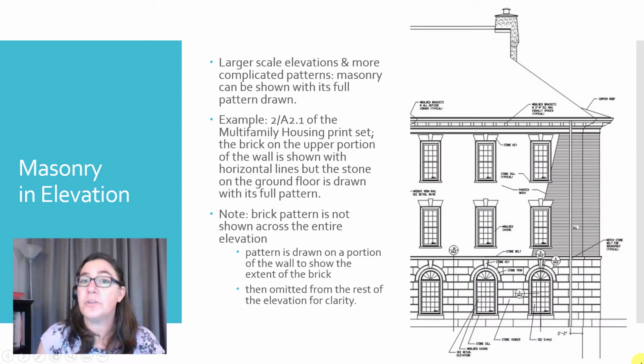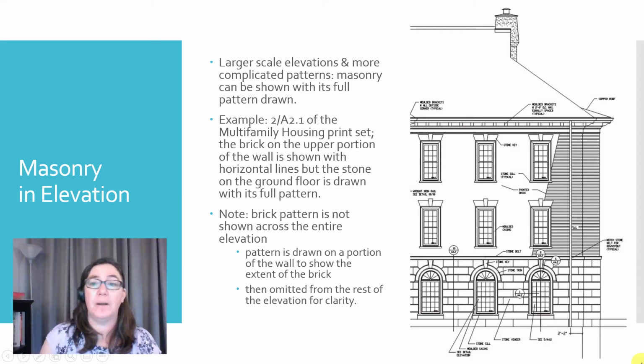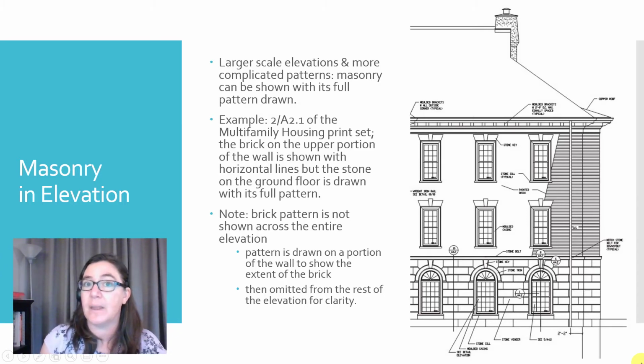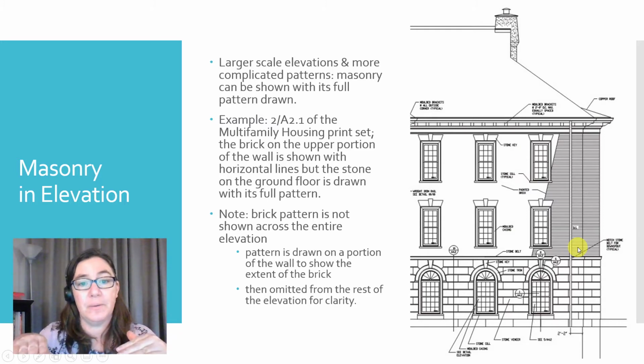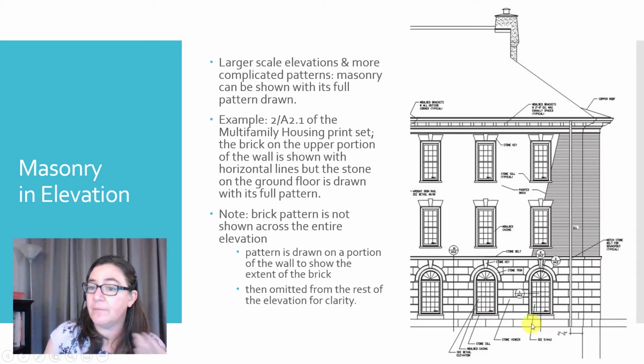If you're looking at large scale elevations or maybe trying to portray a more complicated pattern, the masonry can be shown with its full pattern. All right, so here's an example from the multifamily housing print set that you'll see a little later in the semester. And what we have here on the upper portion of the wall is brick, and it's shown with those horizontal lines we were just talking about. On the lower portion of the wall, the ground story of this building has a stone pattern, all right? And so we're actually seeing the full pattern of the stone down here.